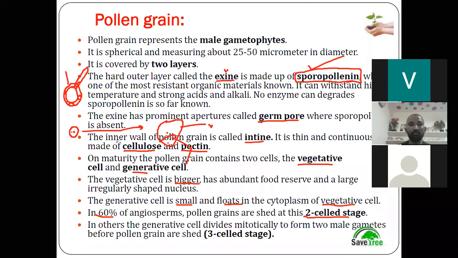Okay, so most of the angiosperms produce the two-celled stage, and some remaining ones produce the three-celled stage. Three-celled stage means that, in the presence of the vegetative cell, the generative cell divides mitotically to produce two male gametes before the pollen grains are released from the microsporangium. That's why the stage is called the three-celled stage. Okay, so here is the structure of the pollen grain.